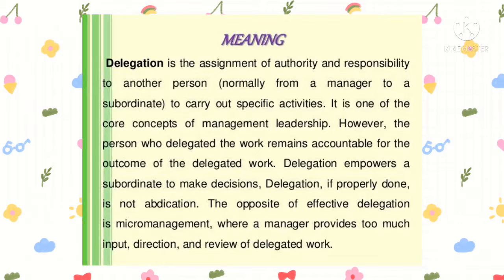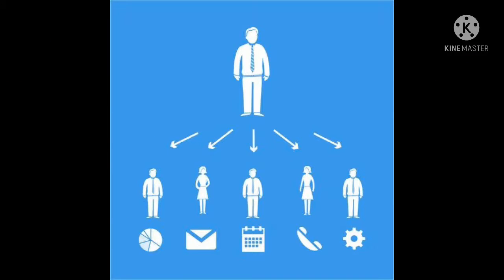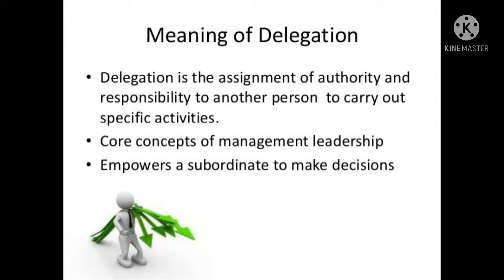Or in the simpler form, as I said earlier, it means the downward transfer of authority from a superior to a subordinate. For example, we can take the superior as a principal and we teachers as subordinates. So how has the work been divided among the teachers? Clear? Now take a look at this example: a manager, how he has divided the work among the employees. So another meaning of delegation is the assignment of authority and responsibility to another person to carry out specific activities. It is a core concept of management leadership: it empowers a subordinate to make decisions.